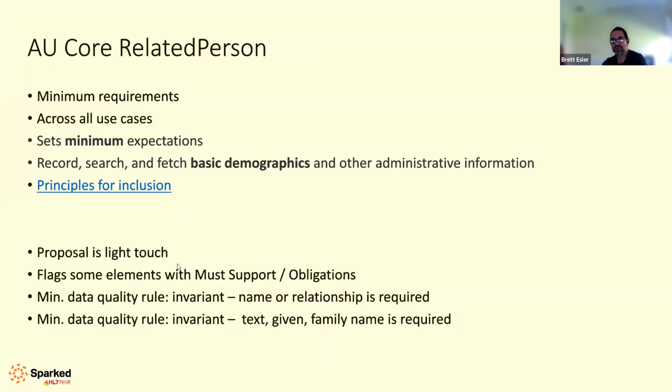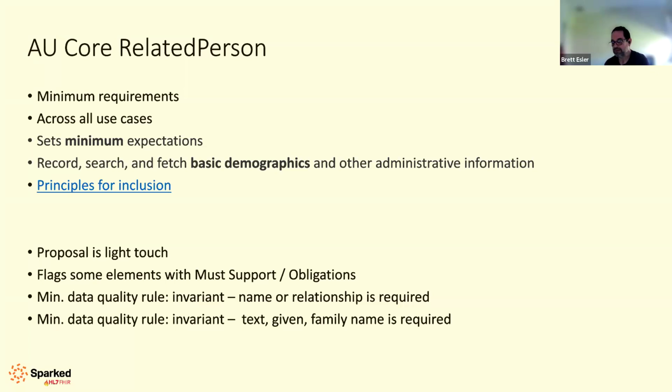basically the proposal is to do a light touch activity. We want to flag some elements with must support. So they're the things with some obligations attached to them that we expect systems to provide. We have these responder and requester actors in our definition, so there'll be obligations on them, and to define the minimum data quality rules that we need to have. So things that we really need to have to make the resource usable.